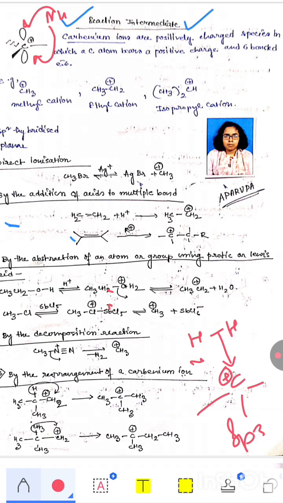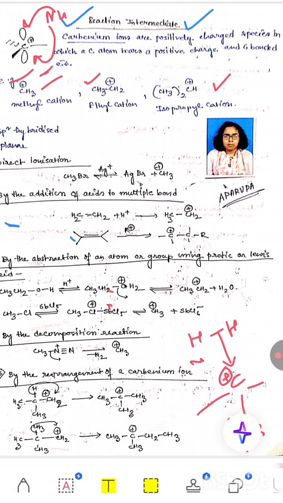Next one. Mostly we have to consider the carbocation of the first type, where the vacant orbital is there and the nucleophile can approach from either side of the plane. The examples are methyl cation, ethyl cation, as well as isopropyl cation.